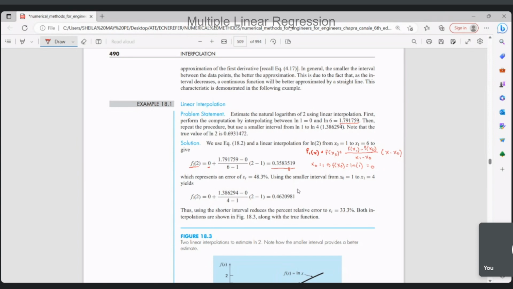At x equal to 2, this represents an error of 48.3 percent. How is that computed? It is the true value minus approximate, over true: 0.6931472 minus 0.35833519, divided by 0.6931472, multiplied by 100. Hello, go class.